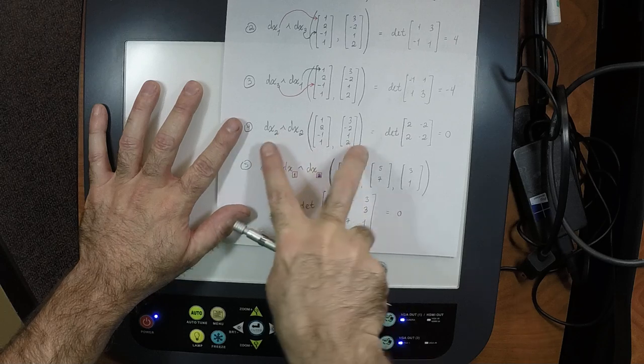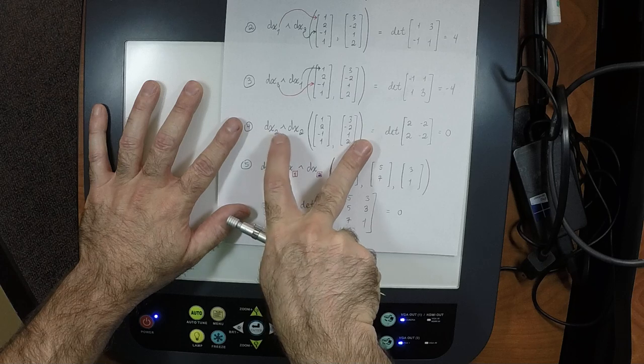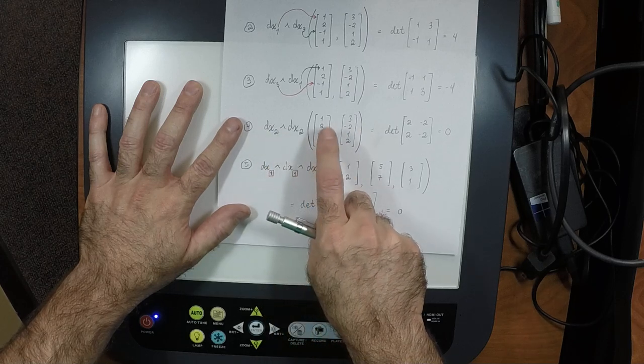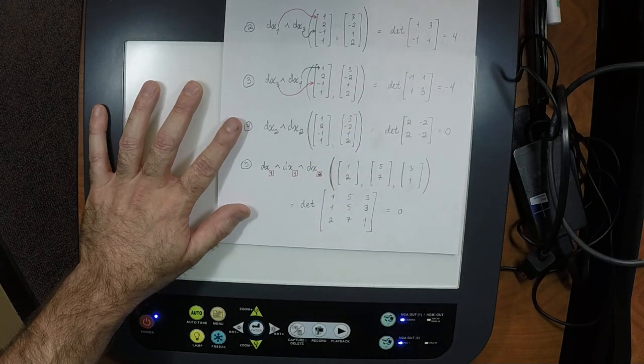So this is a k-form on R^n. So what kind of form is it? A two-form on R^4, because it takes two vectors that are sitting inside of R^4.